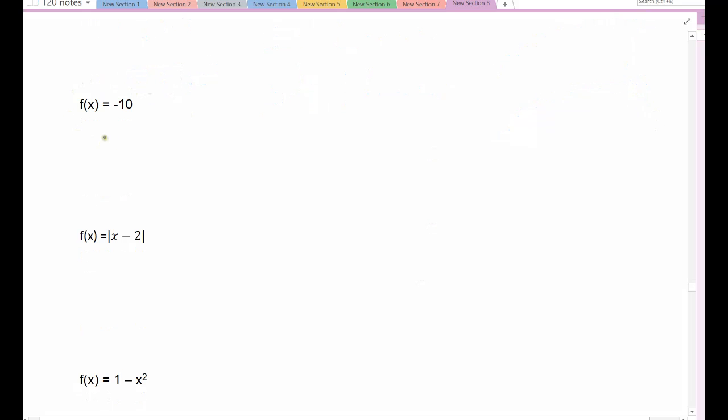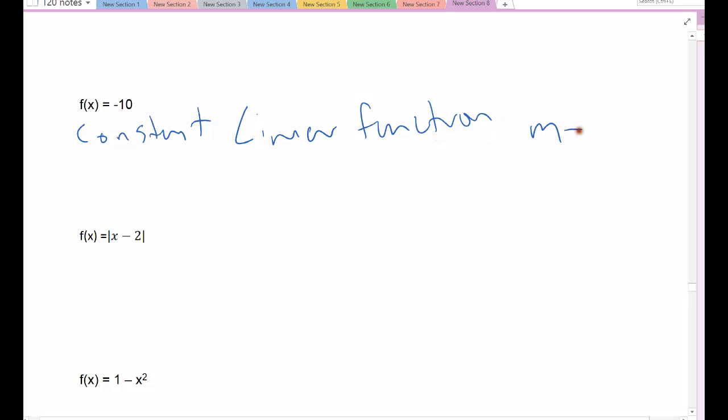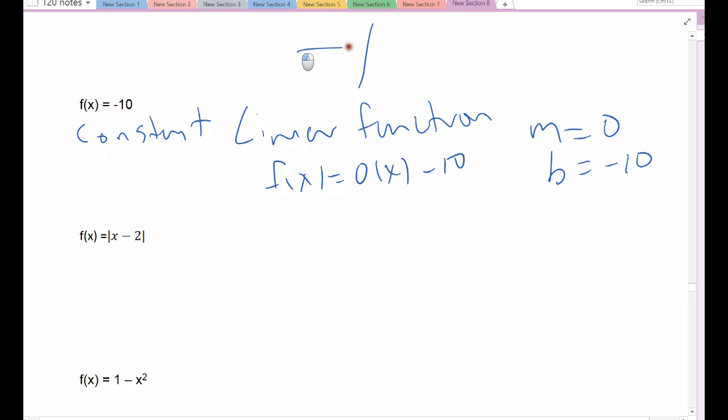Negative 10. These are the ones that are tricky. Remember, this is our constant linear function. The slope would be 0, the y-intercept would be negative 10. And so it is y equals mx plus b. M is just 0. It would be f of x equals 0x minus 10. It's a horizontal line, so it is a line. If you graphed it, it would be a flat line at y equals negative 10. And a flat line's fine.